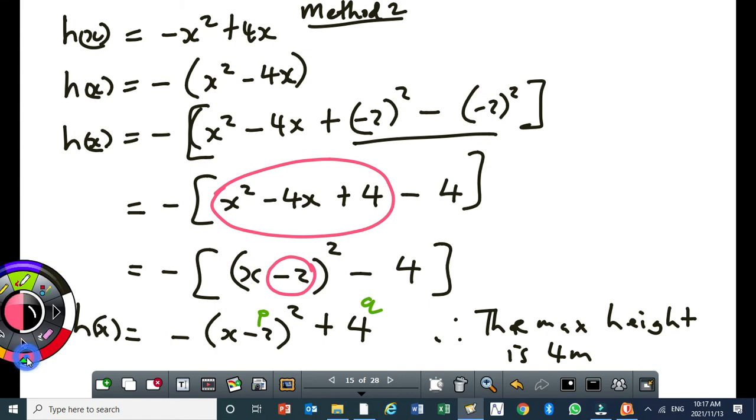So this value here is the maximum. It has to be a positive. It's height. Height is never negative.